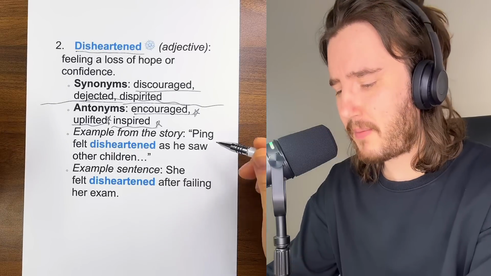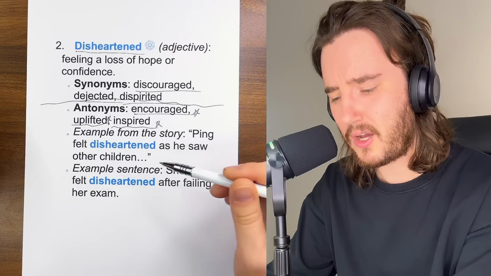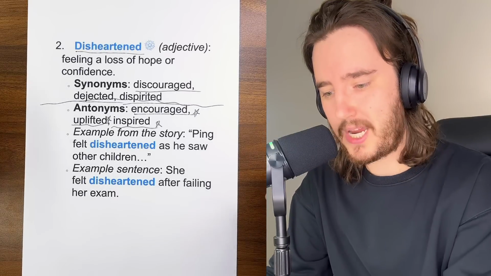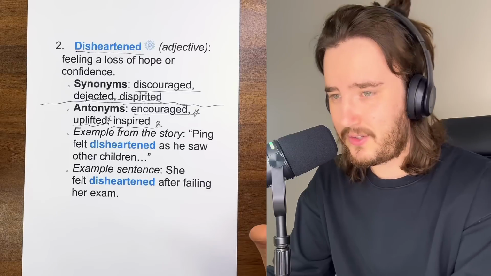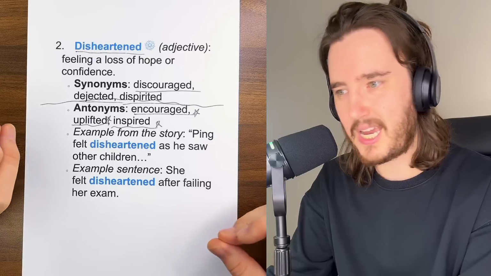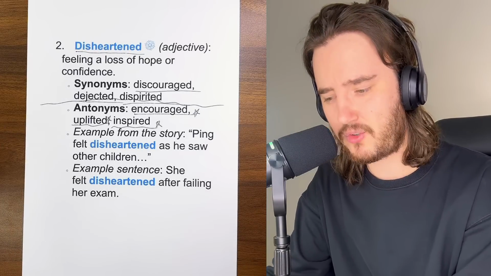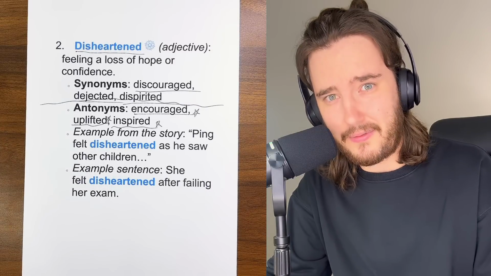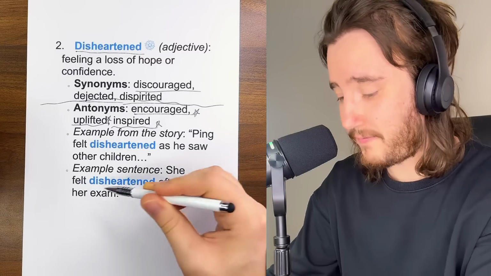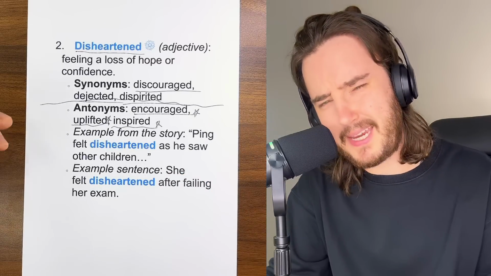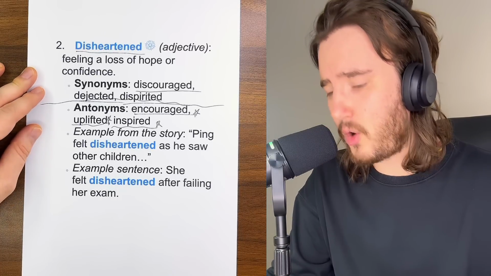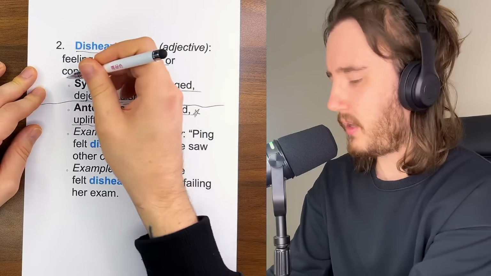In the story, we saw Ping felt disheartened as he saw other children. Why is that? Well, Ping is not able to grow his seed, right? And other kids looking around, he's noticing they are able to grow big, beautiful, incredible flowers and plants, right? While he is left feeling frustrated and disheartened. An unrelated example sentence, she felt disheartened after failing her exam. Yeah, maybe if you try really hard, you study really hard, you're going into this exam with a lot of hope, a lot of confidence.